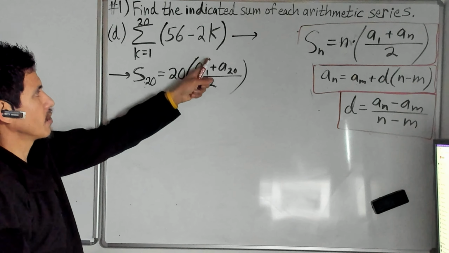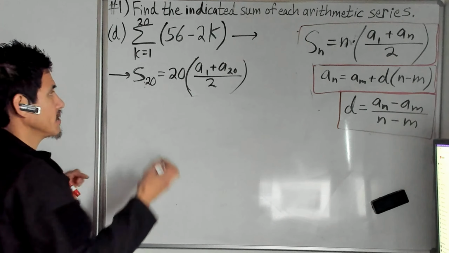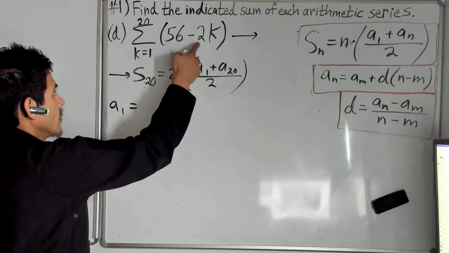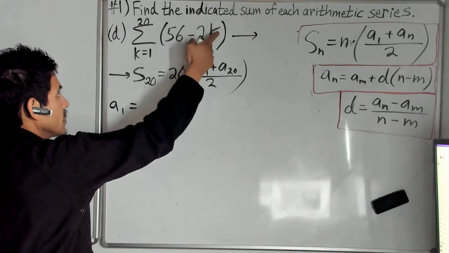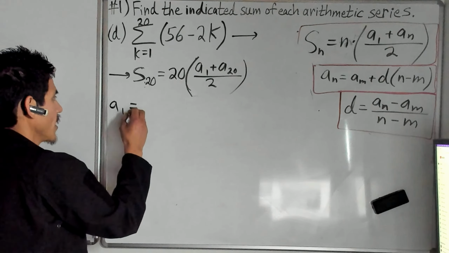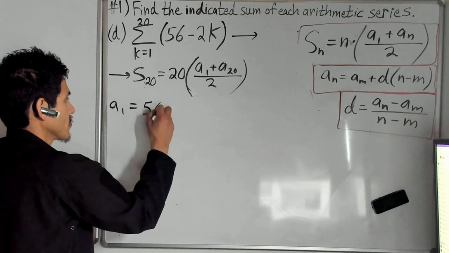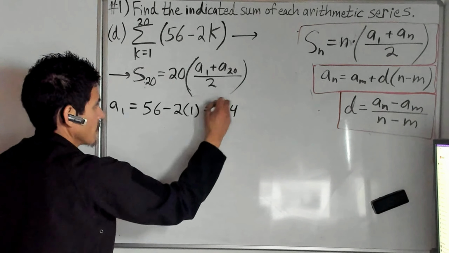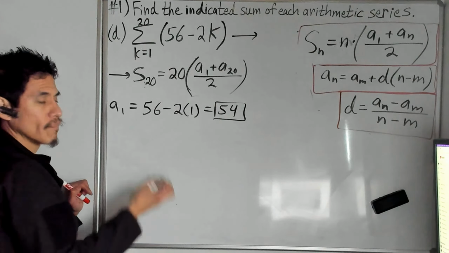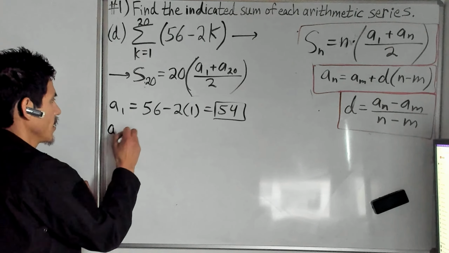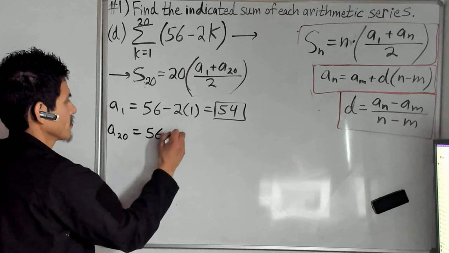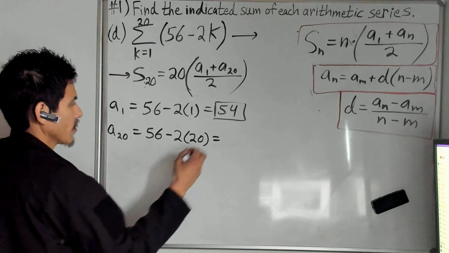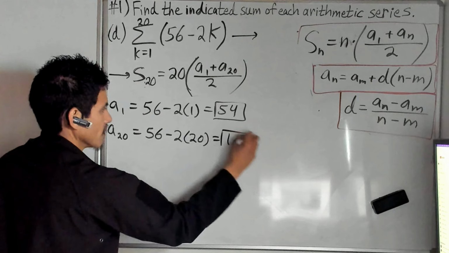So then let's find A1 and A20. And this is actually easier because all you have to do is plug in 1 into here to get A1 and plug in 20 into here to get A20. So then A1 is just going to be 56 minus 2 times 1, or 56 minus 2. It'll be 54. A20 will just be 56 minus 2 times 20, or 56 minus 40, which will be 16.